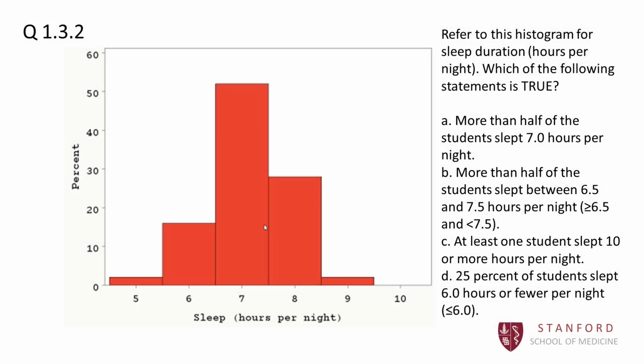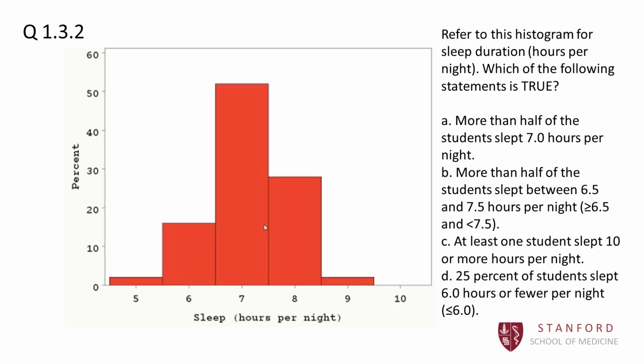This question shows us another histogram. This histogram shows the percentage of students in buckets of sleep hours per night. So the statistical program binned the number of sleep hours per night into these categories for us. And so let's take a look at the question. So it's asking us to pick the true statement.